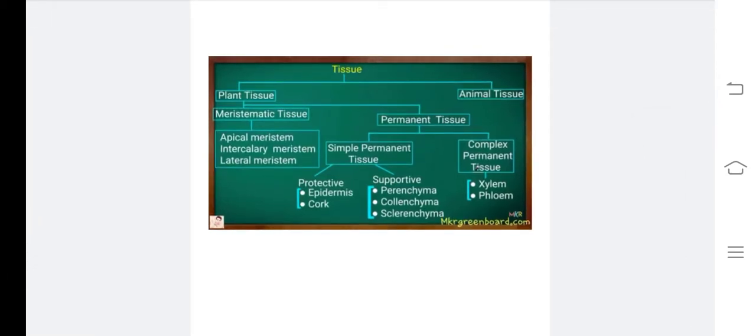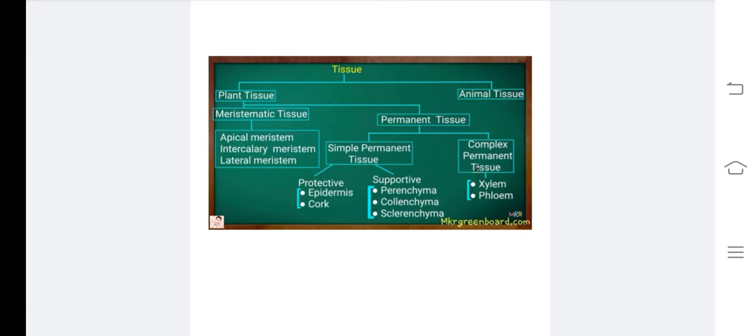In the previous session, we discussed one of the important topics in your biology, that is tissue, right? What is tissue? Tissue is a group of cells which perform the same functions and have a similar structure, right? Tissues are classified into two different types: plant tissues and animal tissues, right?